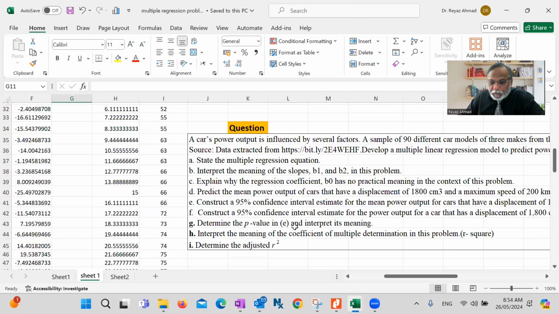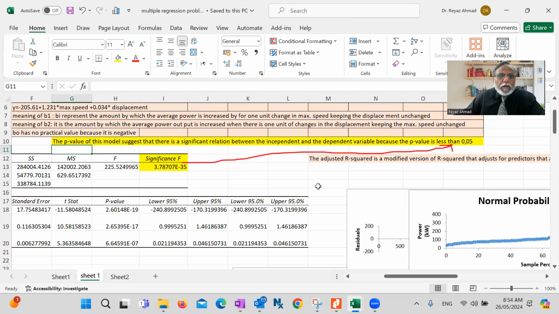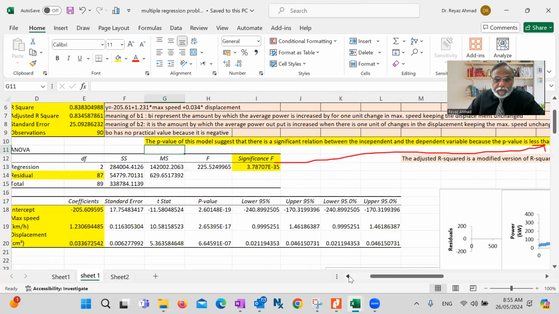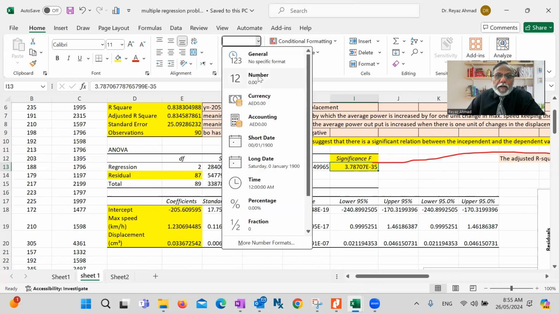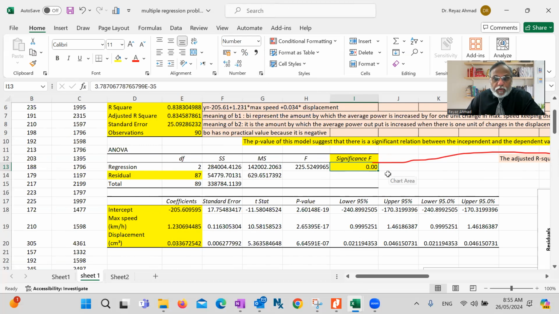Now I will be explaining the p-value. I have already explained this to you, okay? The p-value of the model suggests that there is a significant relation between the independent and the dependent variable because the p-value is less than 0.05. Look where I'm getting this information from. Look here in the regression model, this value is almost 0. If you go there and put in the number, you will get the value 0, which is obviously less than 0.05.